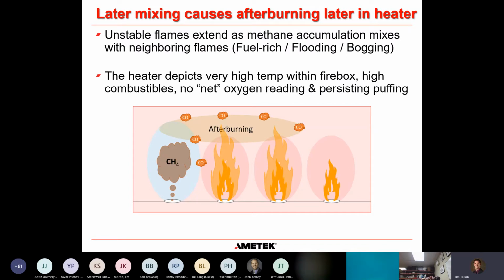You get stoichiometric flames that extend outward, and that's where you see those instances of very high temperature in the firebox. This is where you start to see the high combustibles reading. You start to see no net oxygen measurement. So the zirconium oxide detector would say 0 oxygen is available because there's no net oxygen in this particular instance. And then also you would hear that persistent puffing as you have those localized partial reactions.